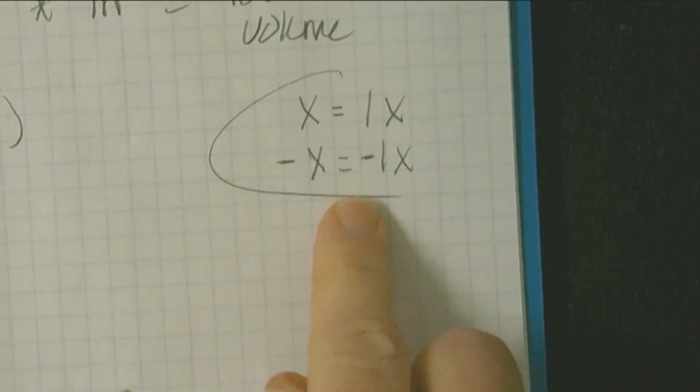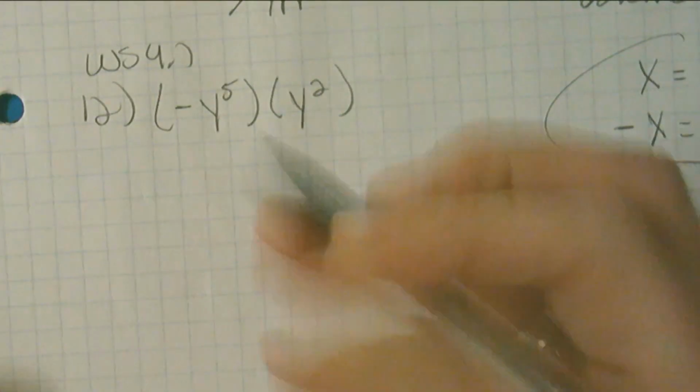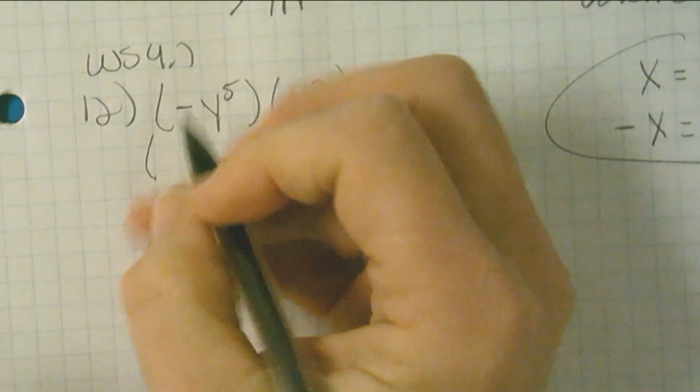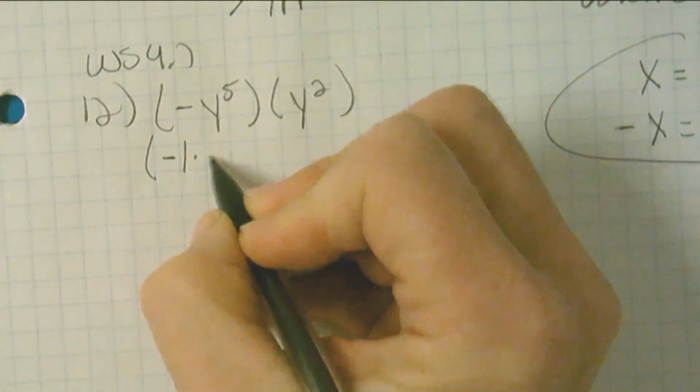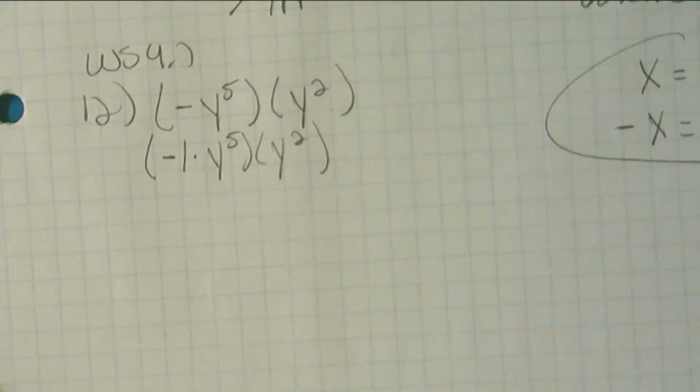So keeping this in mind, if I was to rewrite number 12, some of you got this. This is actually negative 1 times y to the 5th times y squared.